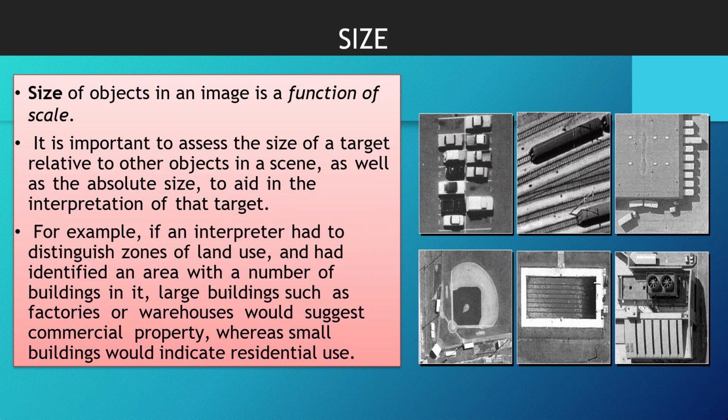Now, let's understand the element of size in image interpretation. Size refers to how large or small an object appears in an image, and it mainly depends on the image scale. Interpreters compare the size of a target object with surrounding features to understand its significance. For example, large buildings in an area may indicate industrial or commercial use, while smaller buildings usually suggest residential areas. Both absolute size and relative size are important for correct interpretation.